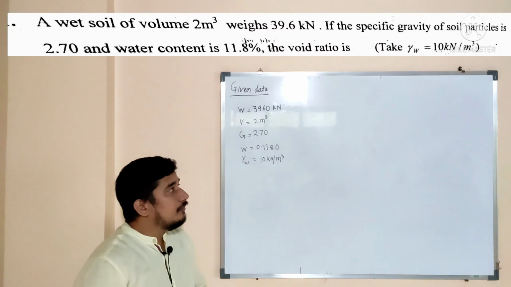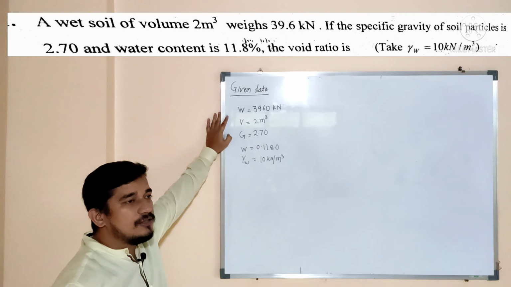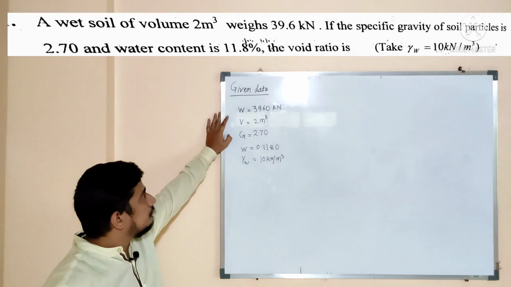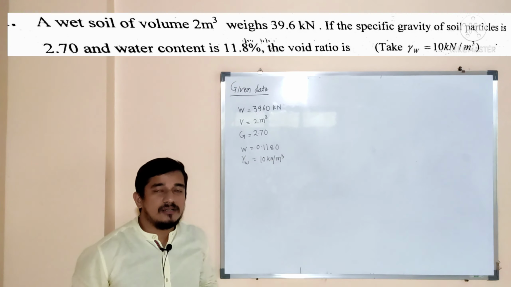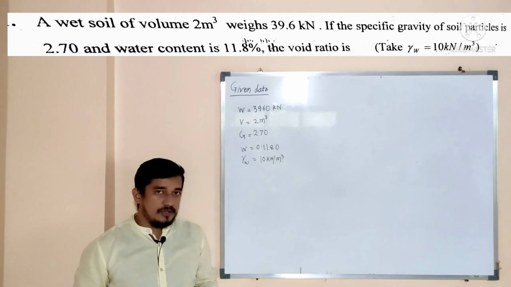So in this problem they have given a certain soil. They have said it is a wet soil, and we are supposed to find out the void ratio. But when it is said that the soil is wet, it does not mean that it is fully saturated.